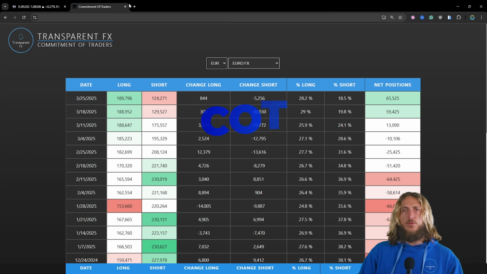So let's go and see what we have when it comes to the institutional positioning by looking at the commitment of traders, so what the big players in the market are doing. Now, if we look here at the euro, we have to keep in mind that we are actually already looking at EURUSD because all currencies on the spot are traded against the USD.